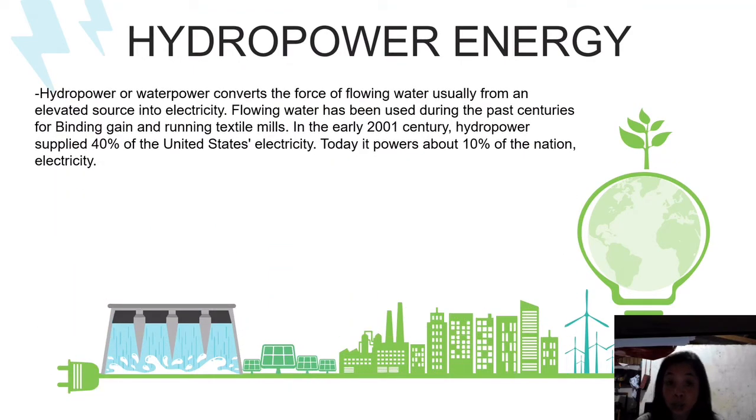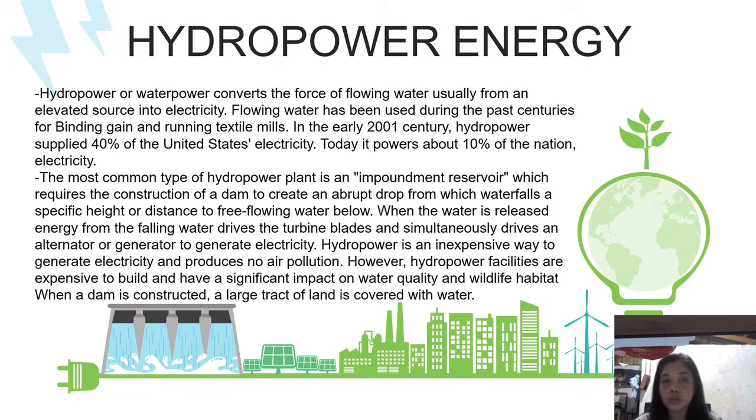Hydropower, or water power, converts the force of flowing water, usually from an elevated source, into electricity. Flowing water has been used during past centuries for grinding cane and running textile mills. In the early 20th century, hydropower supplied 40% of the United States' electricity. Today, it powers about 10% of the nation's electricity.